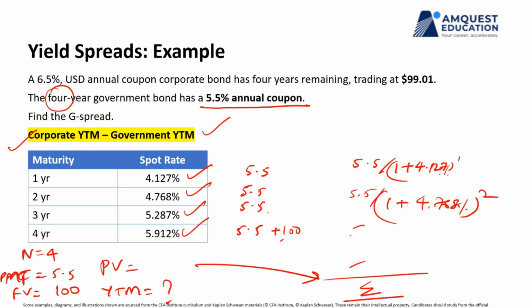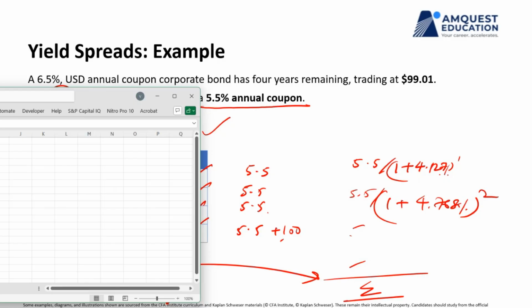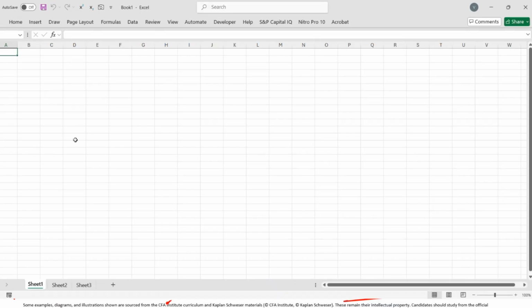Okay, my Excel is ready. And in the interim, if you can get the corporate or the government YTM, let me know what your numbers are. Oops, sorry. Is the Excel visible to all of you? Yes, sir. Okay, perfect.